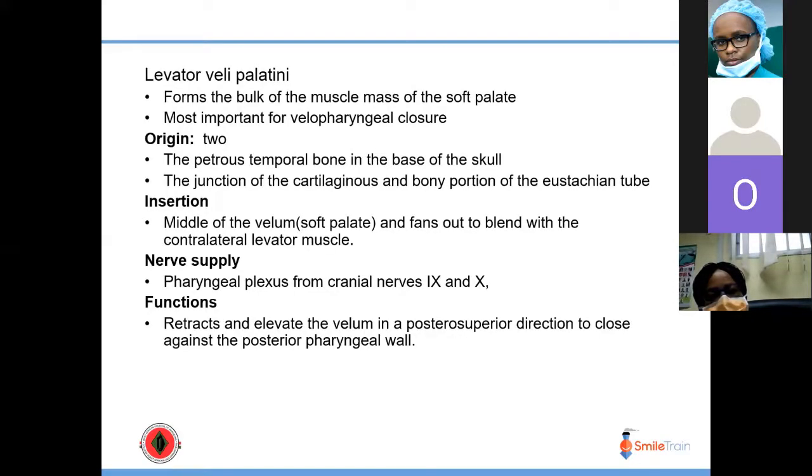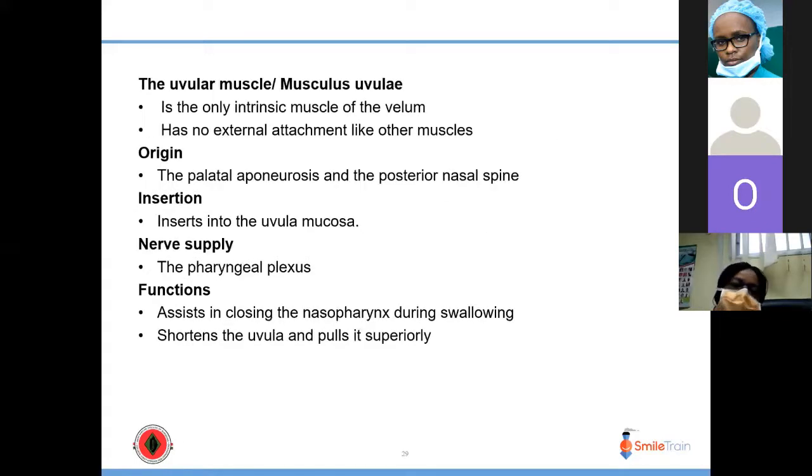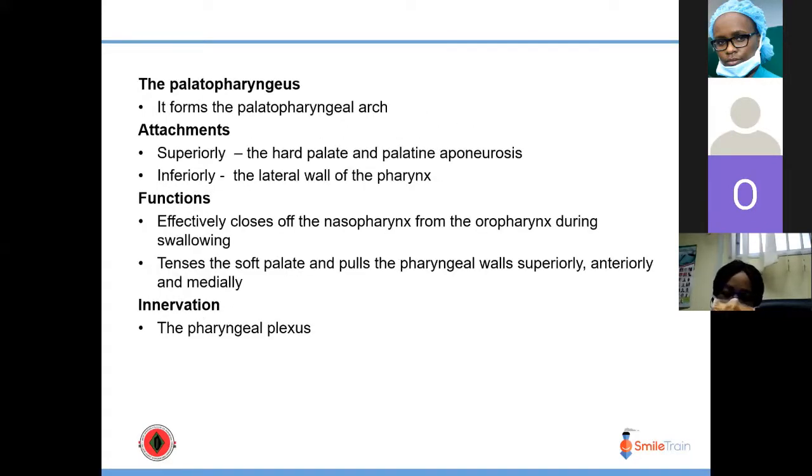The levator veli palatini originates from the temporal bone in the base of the skull, and also has another origin from the eustachian tube, and is inserted into the middle of the soft palate. The nerve supply for the muscles of the soft palate is from the vagus nerve, except the tensor veli palatini, which is supplied by the nerve to the medial pterygoid. I just have the origin, insertion, and innervation of the different muscles. We'll talk about them in the anatomy of the cleft palate.